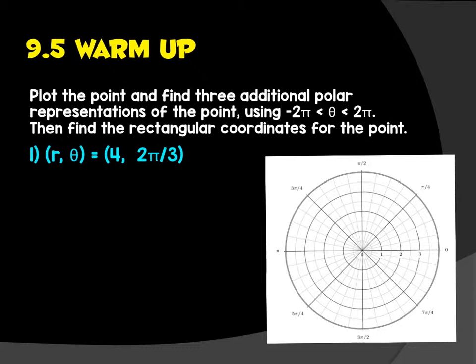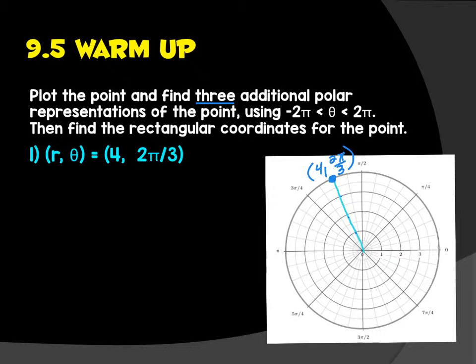So you've got your point. It's 2 pi over 3. So the first thing you want to do is actually plot it. Okay, 2 pi over 3 is here. And then 4 being the radius, 1, 2, 3, 4. That's that last ring as you move out. Okay, that would be your original point, 2 pi over 3. And then it says find 3 additional polar representations of the point.